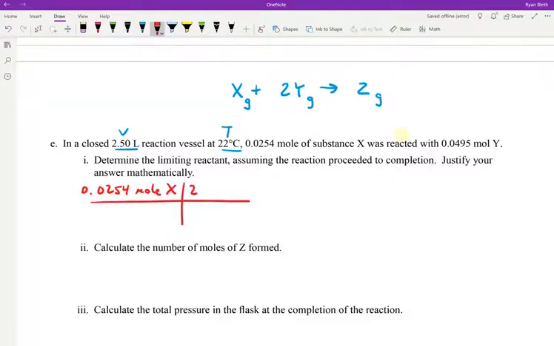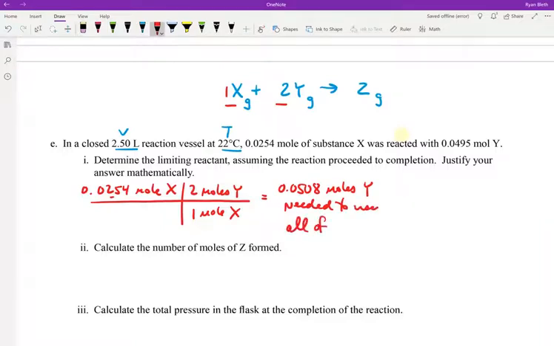According to that reaction, I'll need 2 moles of Y for every 1 mole of X. And that's from my equation up here. Not the order of the reactions that we figured out earlier, but the ratio and the coefficients here. So I'll need 0.0508 moles of Y in order to use up the X. That's to use all of the X. Do I have that much Y? I do not. So Y is going to run out before X can be used up. That means Y is the limiting reactant.